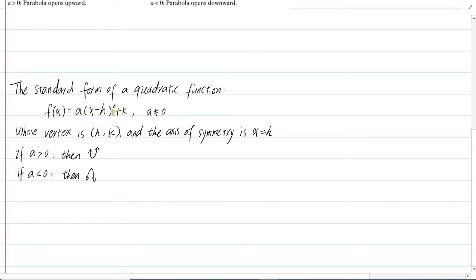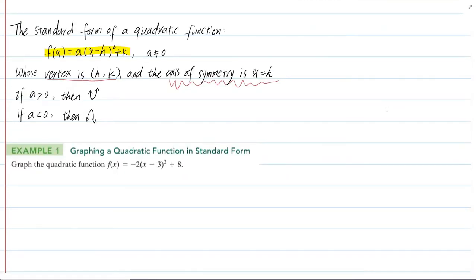This is your standard form, and this is your vertex, and then we have the axis of symmetry, which I think is really easy to remember, so I'm not going to highlight it. Alright, let's take a look at example 1, graphing a quadratic function in standard form. We make sure we know what the standard form is: f of x equals a(x minus h) squared plus k. That is very, very important.